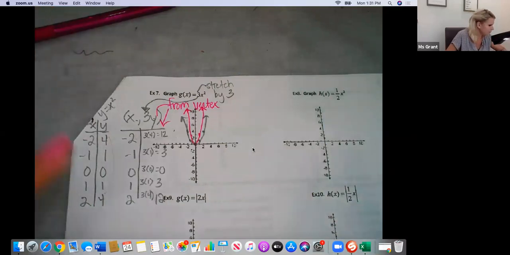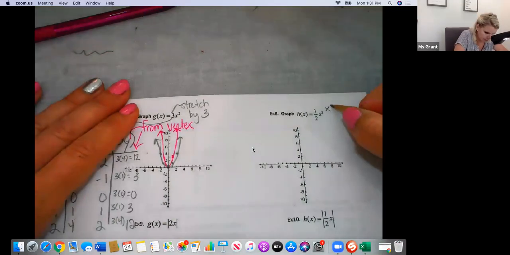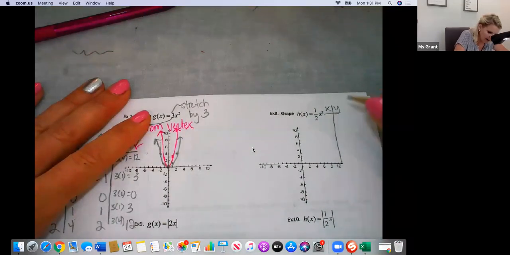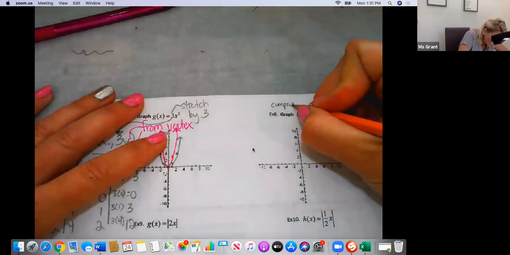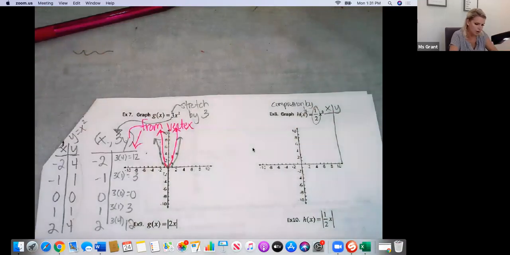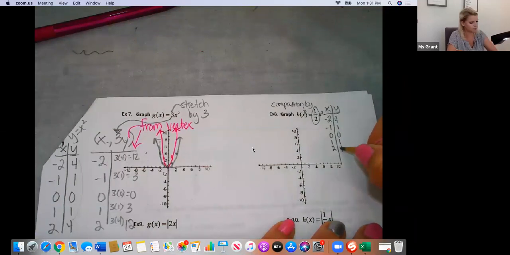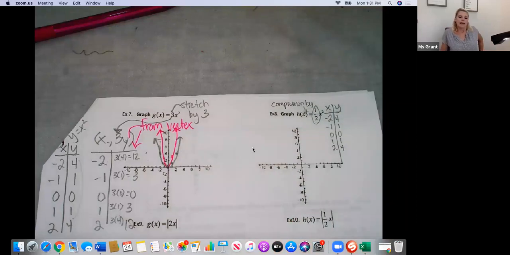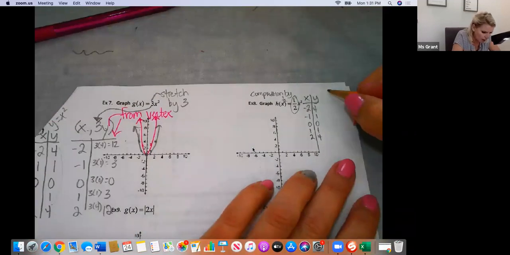Okay, number 8. This is still a parabola. The 1/2 means it's a compression by 1/2. So write out your table of values that you know for a parabola. -2, 4, -1, 1, 0, 0, 1, 1, 2, 4. And again, what's going to happen is this 1/2 is only going to affect the y value.